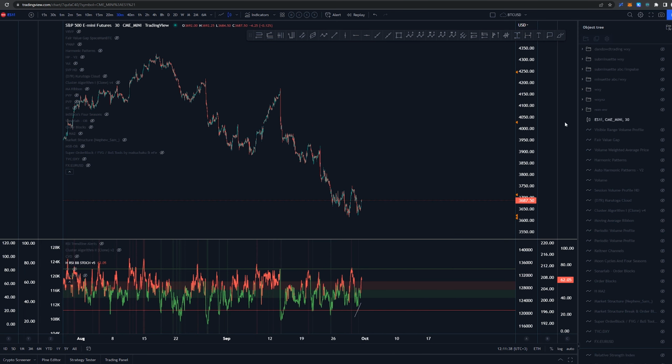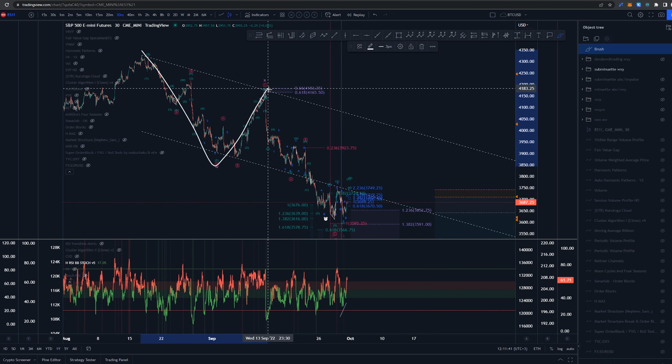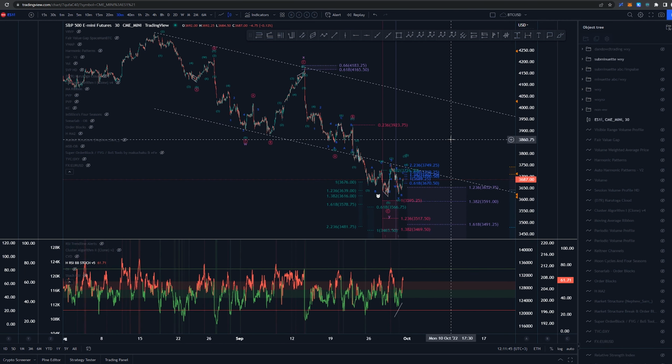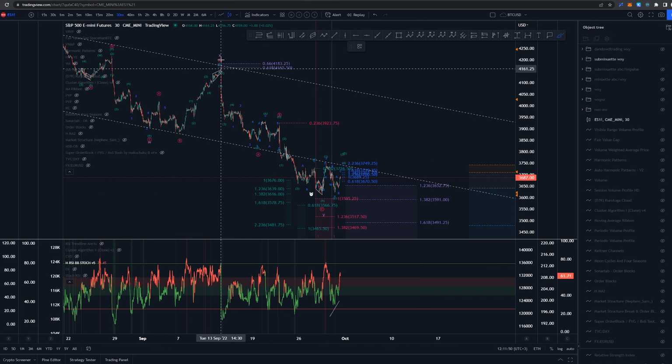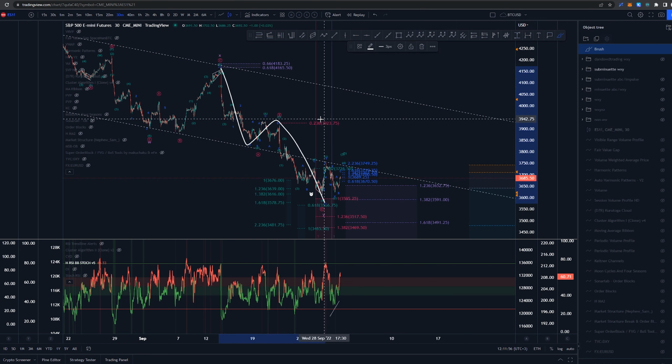Now, overall, what we had here was two different counts. One of them was saying that we had this as a WXY. Let's focus on this first, and why I had this already completed at these lows. We've gone through these WXYs so many times, but the overall idea was that we had this as an ABC.